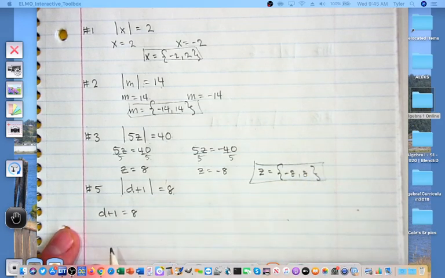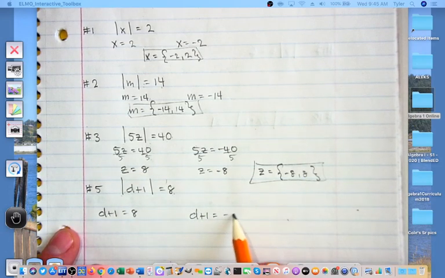And now I'm going to write my second one, exactly what's written here, no absolute value signs, but I'm going to make the 8 negative. So D plus 1 is equal to negative 8.